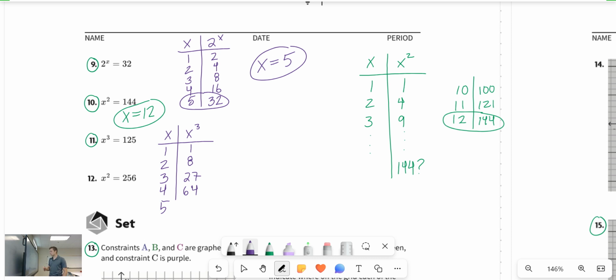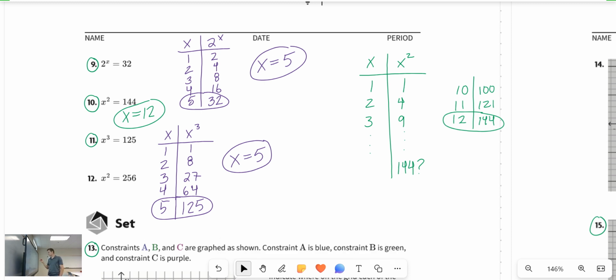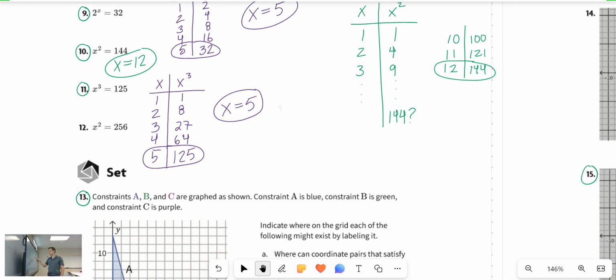5 times 5 is 25, and then 25 times 5, well, if we have like 5 quarters, how much money do we have? Well, 4 quarters is a dollar, so that'd be 100, and then one more would be 125, so $1.25 or 125 cents. So 5 cubed, or 5 to the third, is 125. So we have x equals 5, because 5 to the third is 125. So that is our solution to number 11.